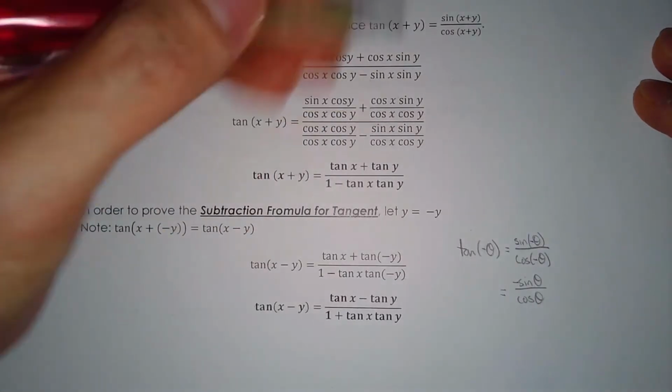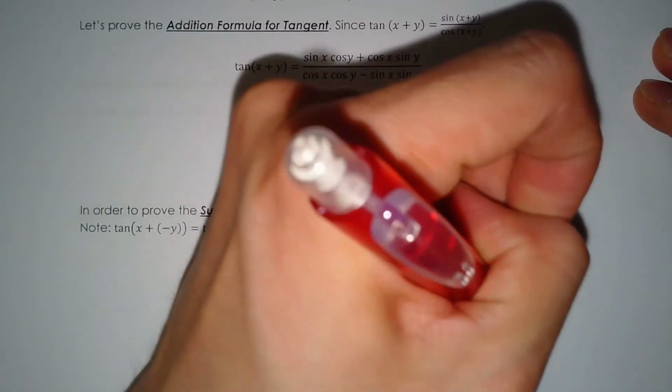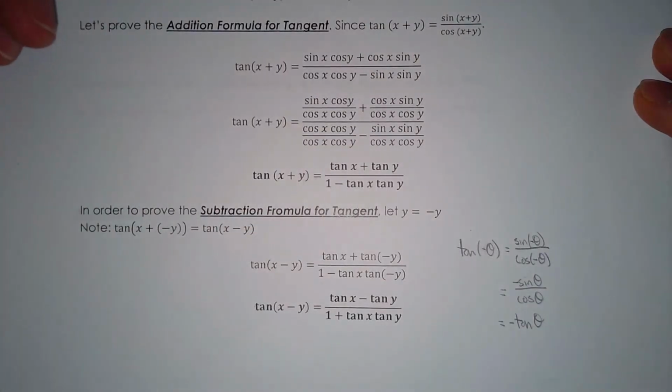And we said sine is odd and cosine is even. So if we simplify that, that's equal to negative tan theta. So tan of negative theta equals negative tan theta. So we can conclude that tan is an odd function.